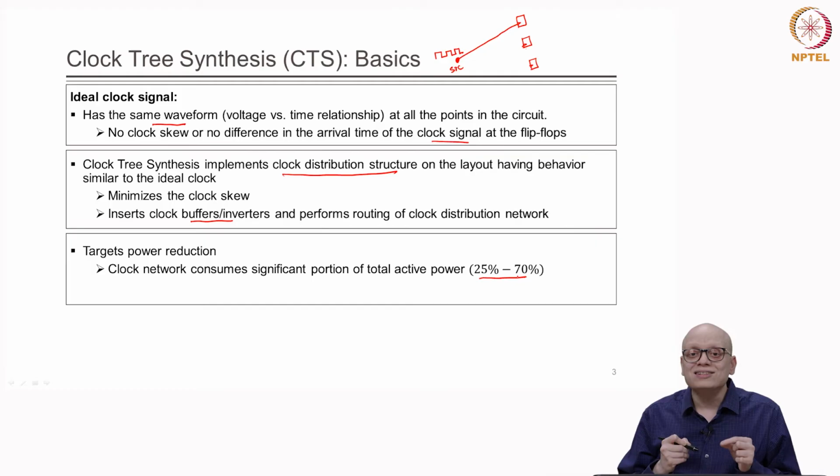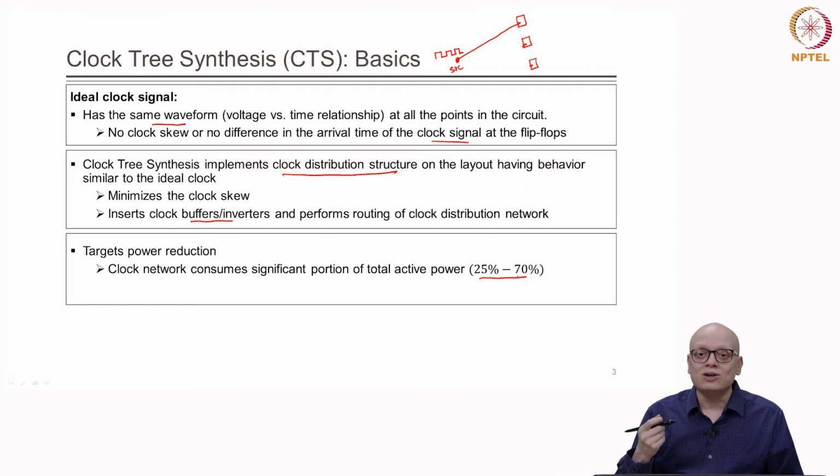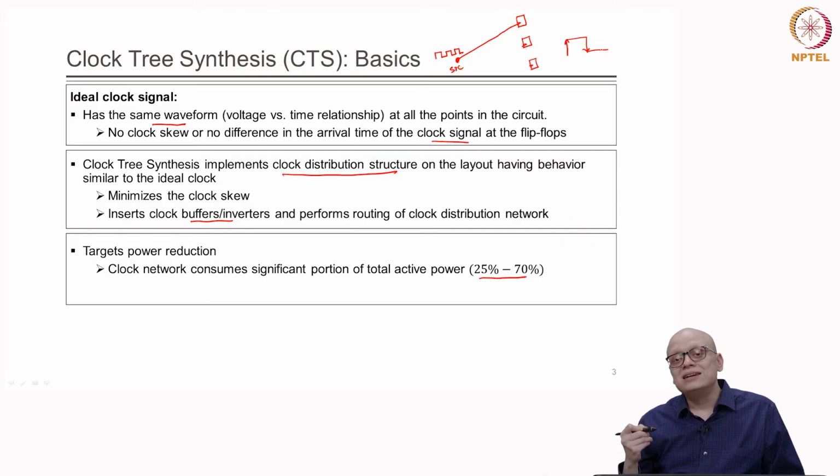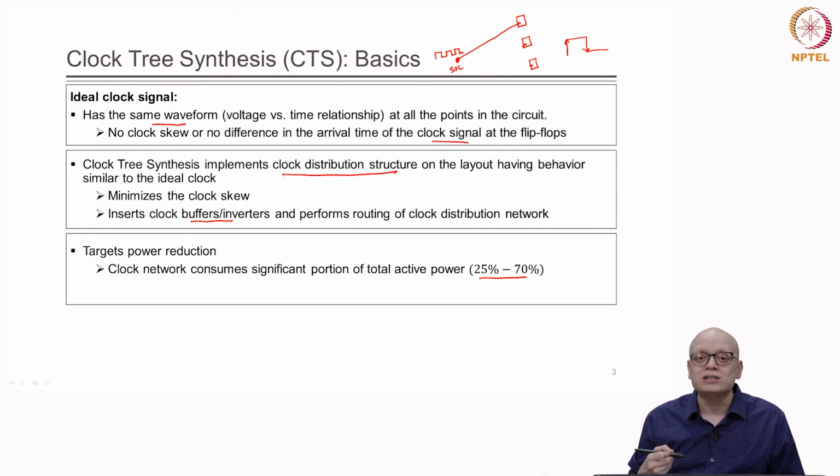So, the clock signal is a very active signal, meaning that in one clock cycle, it transitions: one rising edge and one falling edge it will have. So, the clock signal transitions very rapidly and therefore, dynamic power dissipation in the clock network is very high, and therefore, CTS tries to reduce the dynamic power dissipation in the clock network.